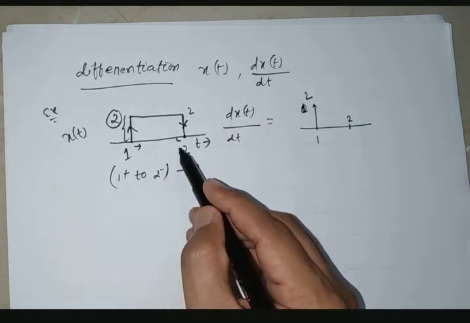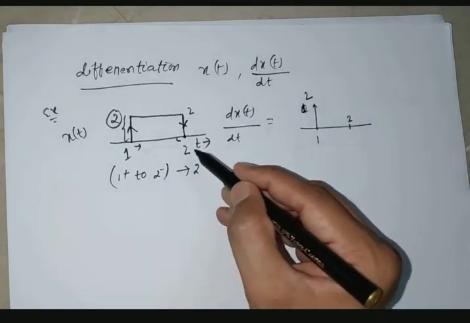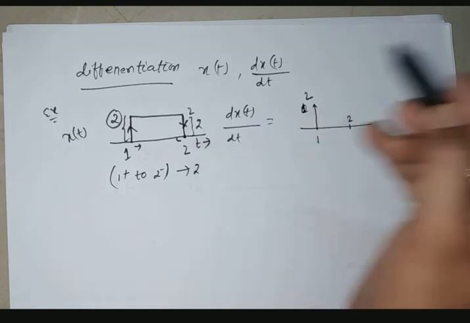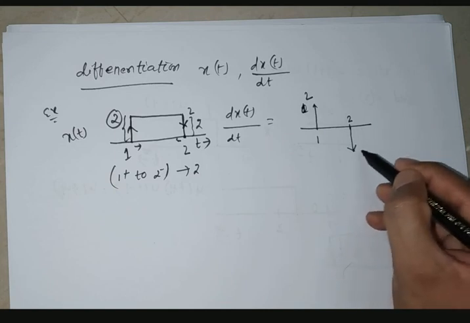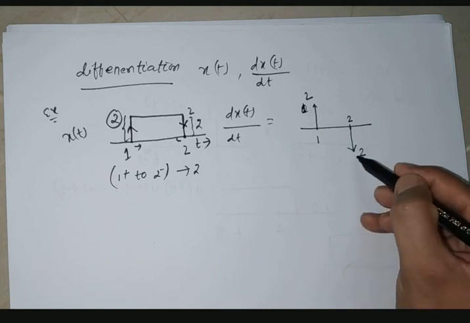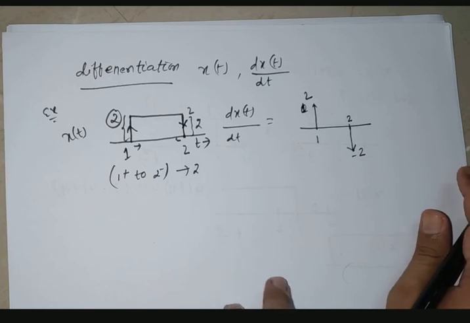Now after 1 plus up to 2 minus, the value is constant 2. The differentiation is 0. Now exactly at point 2 again it's moving in the downward direction. What is the difference? Again the difference is 2. So again it's moving downward and the difference is 2. So now it is minus 2. Okay, so this is the differentiation of the given signal.